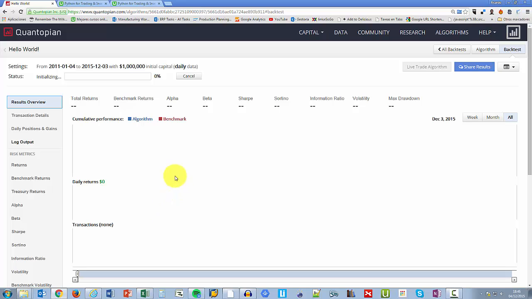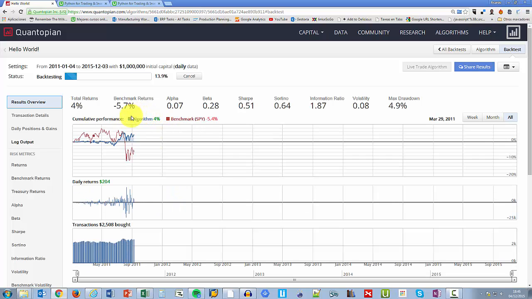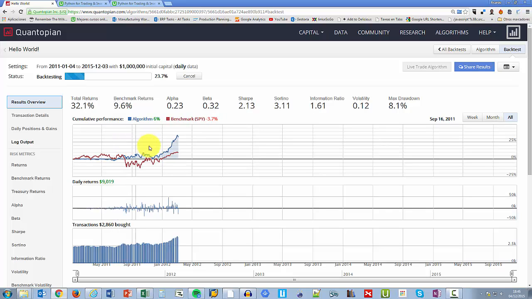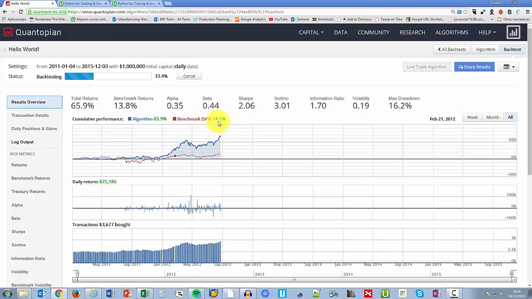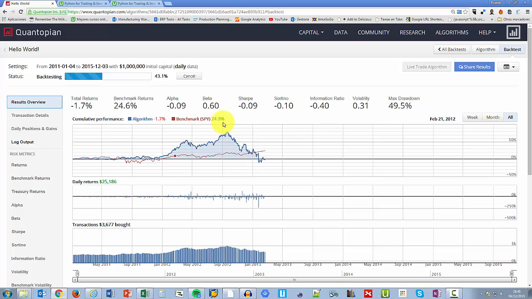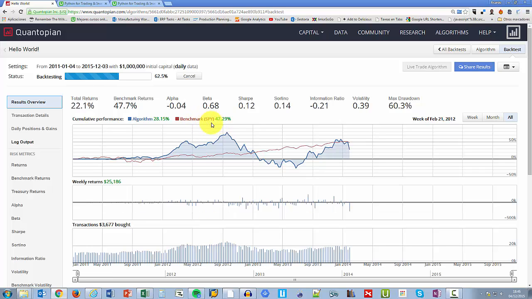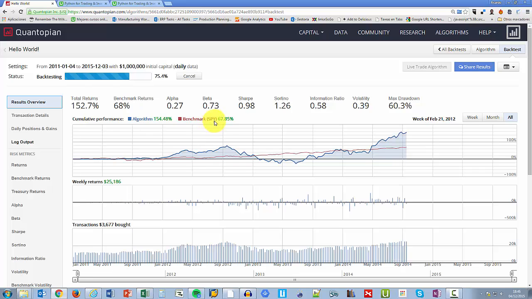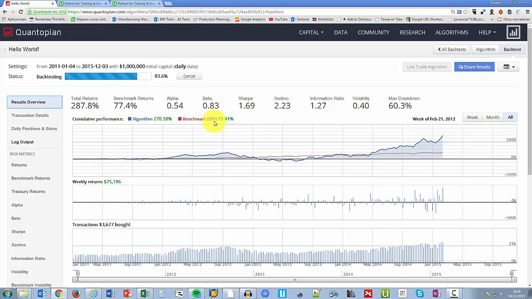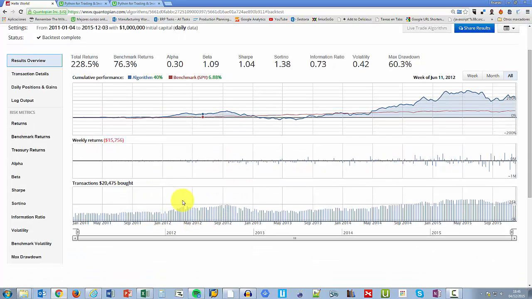And when we run it, we are going to see the returns of our algorithm, the cumulative returns, comparing it to the benchmark returns. What would have happened if we had invested the $1 million in the Standard & Poor's index, in this case in the ETF Standard & Poor's SPY. So here we can see the weekly returns and the transactions. In this case we are buying 50 shares each day, but as the value is increasing, the quantities are going to be larger.